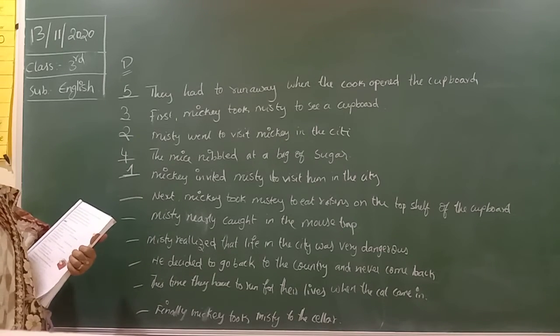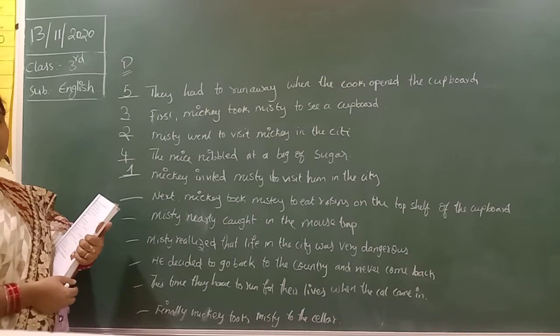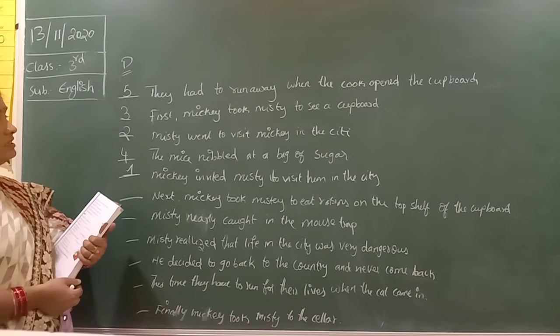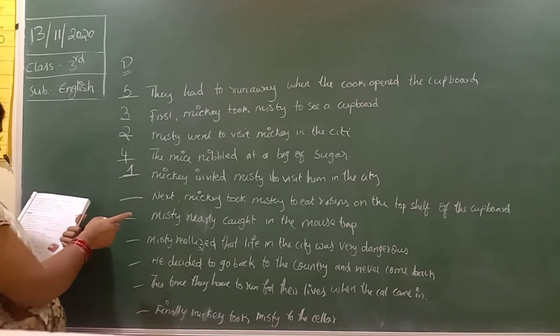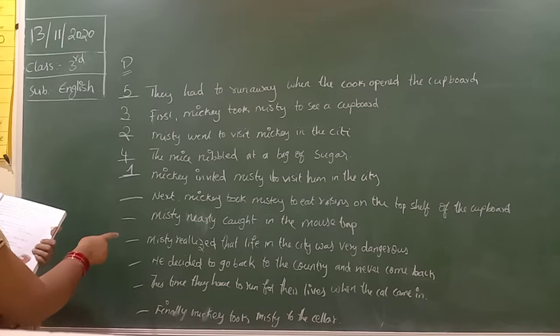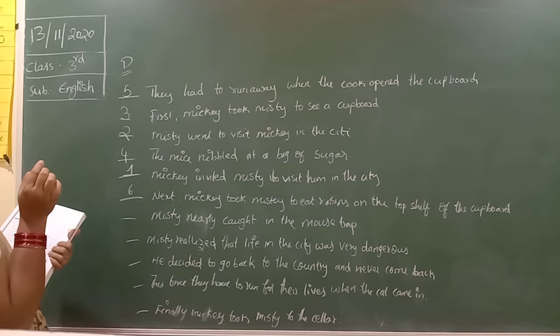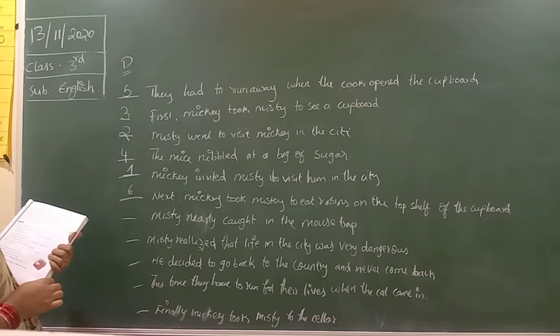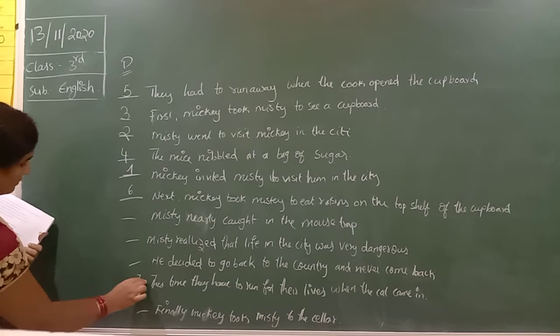Sixth statement. Next, Mickey took Misty after the cupboard. So the cat entered, and Misty was afraid. Mickey has taken her to the cellar. Cupboard, next, sixth. So this time they had to run for their lives when the cat came in. So this is the seventh.